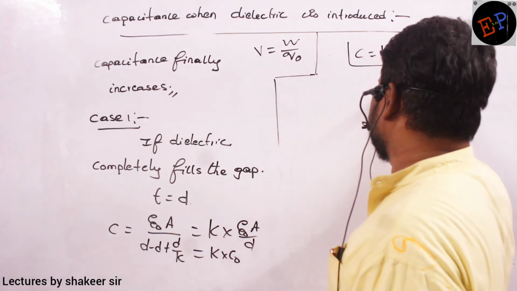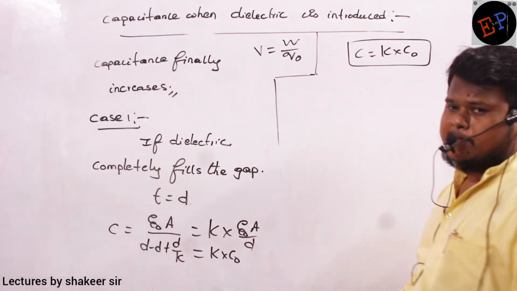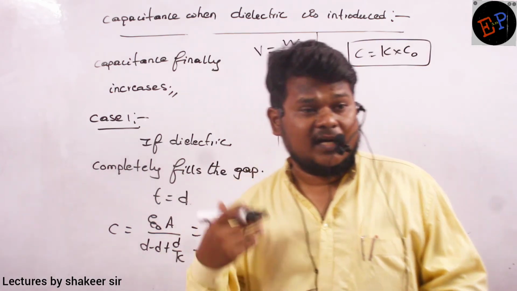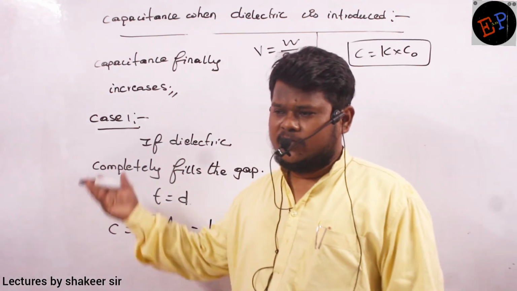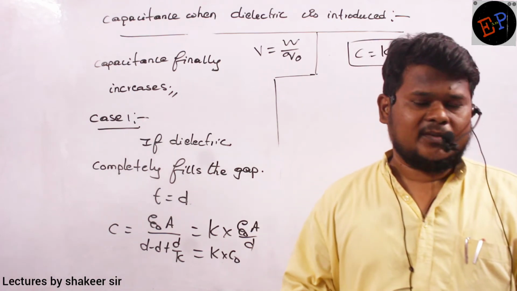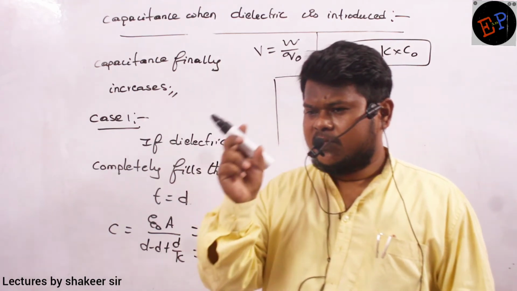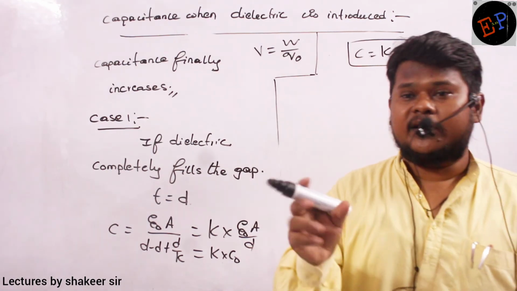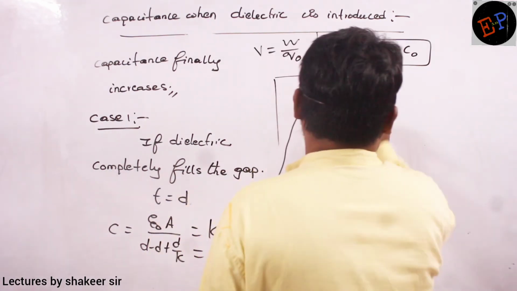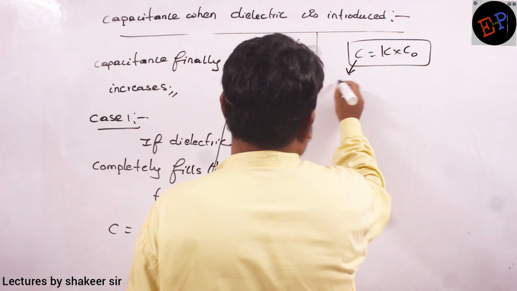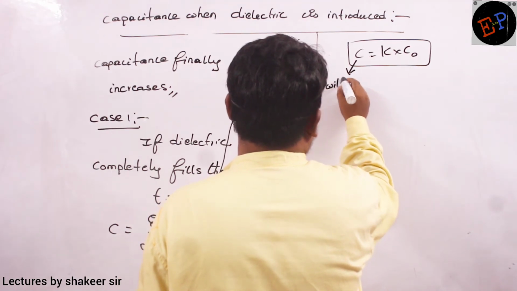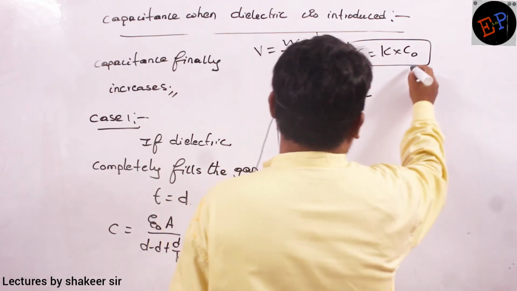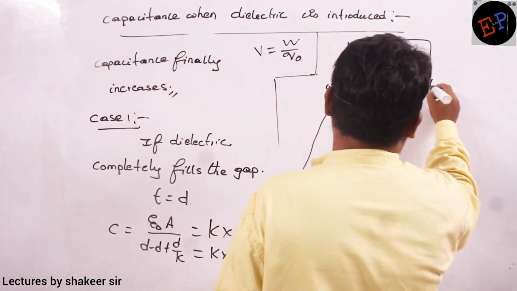So what do you understand? Capacitance increased by K times. We have already studied this previously. Now this is the proof which we have done. Are you able to understand? So if dielectric completely fills the gap, capacitance increases by how many times? K times. That is the point. Clear, no? Now what is this C? This is the capacitance with dielectric. This is the capacitance without dielectric.